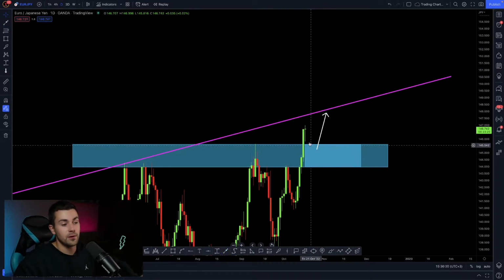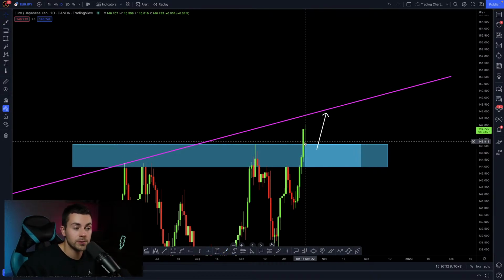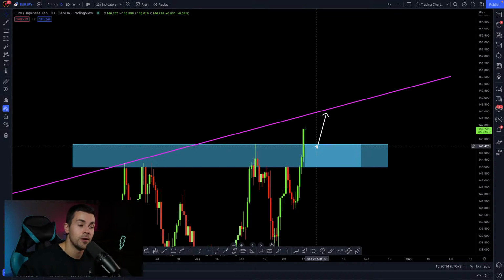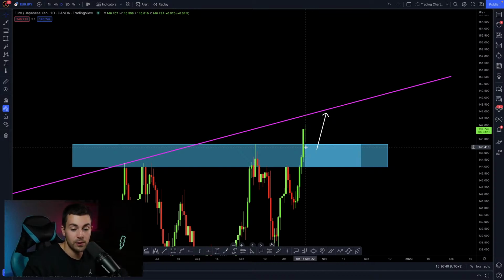If you missed the breakout, if you missed the retest of that broken structure, I would recommend watching that area carefully. Wait for the retest of that area, then look for a confirmation to buy. Chances will be very high that Euro yen will bounce from that. So pay close attention.